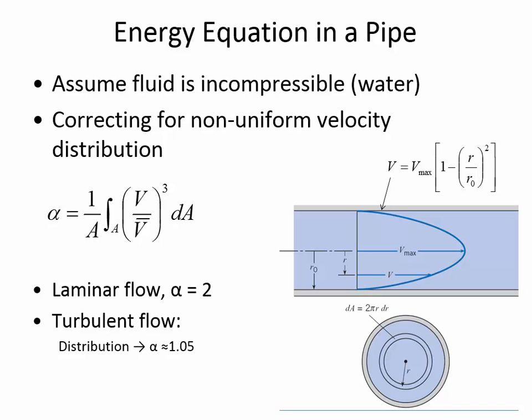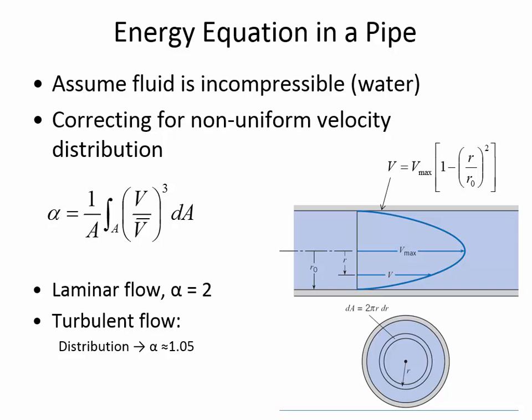And the long story short is that for laminar flow, alpha is 2, and for turbulent flow, which is 99.99% of the time in a municipal network, what we use for alpha is 1.05. And 1.05 is close enough to 1 that unless we're trying to be super precise, most of the time we don't even bother with alpha.